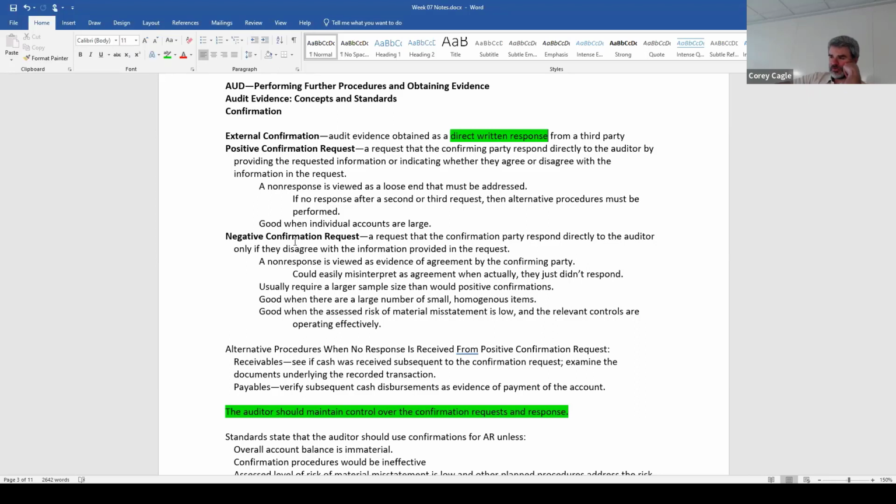A good point to tuck away is that the auditor needs to have control over the whole confirmation process. We don't want the client sending confirmation requests. We don't want the client receiving those back. We, the auditor, need to prepare and send them out, and we, the auditor, need to receive them. We need to have complete control over that process for obvious reasons.